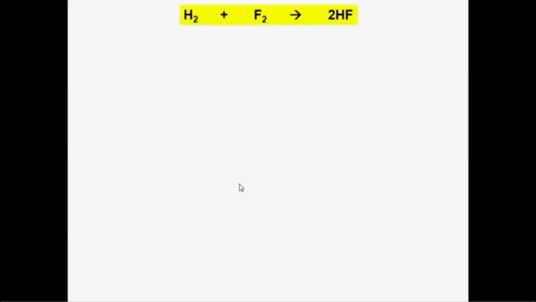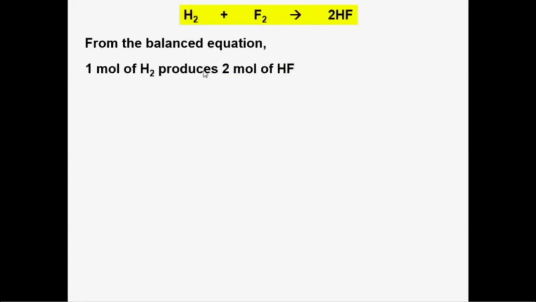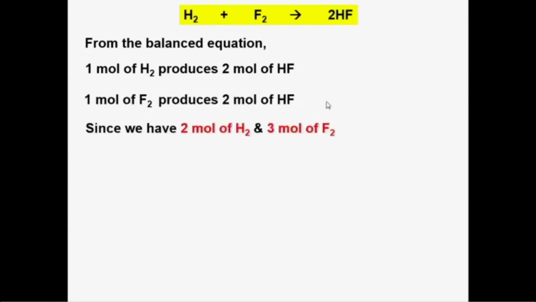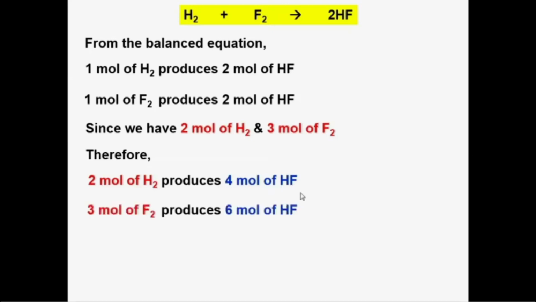I'm going to use the same example here. From this equation, we know that 1 mole of hydrogen produces 2 moles of hydrogen fluoride, and 1 mole of fluorine also produces 2 moles of hydrogen fluoride. And remember, guys, we have 2 moles of hydrogen and 3 moles of fluorine. Therefore, 2 moles of hydrogen gas should produce 4 moles of hydrogen fluoride, while 3 moles of fluorine should produce 6 moles of hydrogen fluoride.